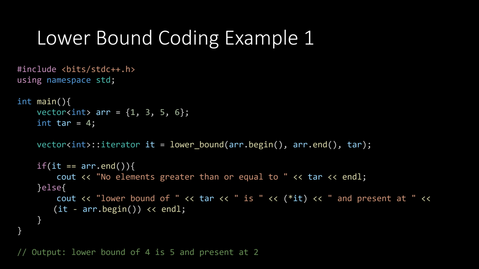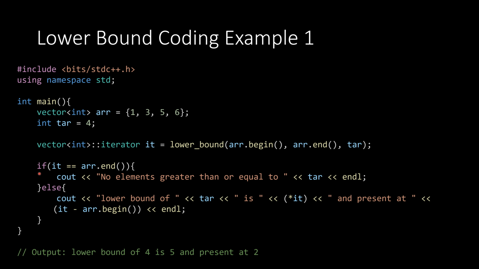Okay, let's see a coding example. Here I created one vector array. Within the vector array there are 4 elements, 1, 3, 5, 6, which are arranged in sorted order. Here the target is 4. This is the syntax for using lower bound: lower_bound, and you specify the starting iterator and the ending iterator, and next is the target, the value for which you want to find the lower bound. It is going to return an iterator. So here is the vector of integer iterator, and I am going to store it in a variable called it.